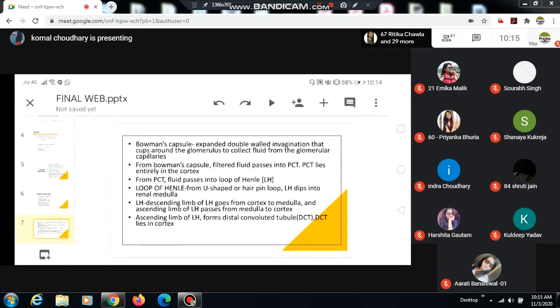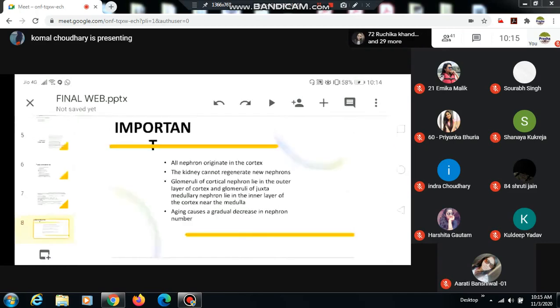Its important points are: all nephrons originate in the cortex. The kidney cannot regenerate new nephrons. Glomeruli of cortical nephrons lie in the outer layer of the cortex, and glomeruli of juxtamedullary nephrons lie in the inner layer of the cortex near the medulla. Aging causes a gradual decrease in nephron number.